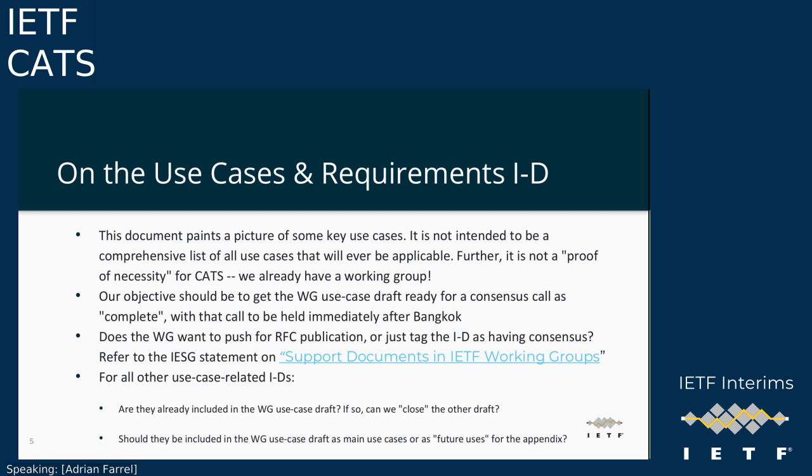This is really trying to make something that will be useful for future generations as they understand what CATS is about. So our objective should be to try to finish this document, get it ready so we can call consensus and call it complete. We think that the time to do that will be immediately after the Bangkok IETF. We'll then have to make a decision as to whether the working group wants to publish this as an RFC, or we just say, look, we've got consensus, we're done. And then the draft can live on, but just tagged as having consensus. And there's a link there that Med added to this slide. You can click on it to read what the IESG is currently saying about support documents, so documents that help support the work but are not actually protocol documents.